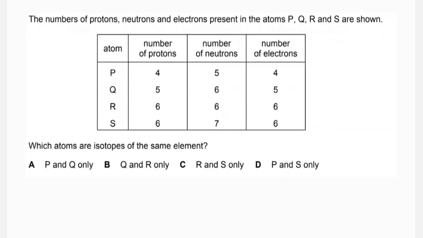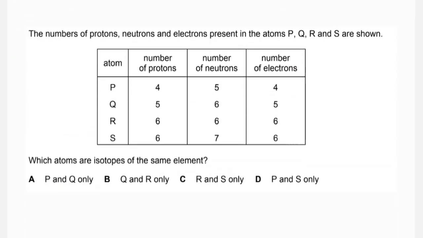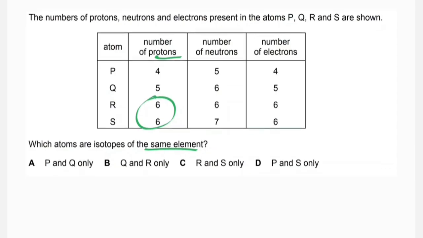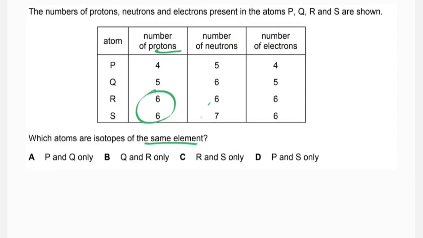All right. The number of protons, neutrons and electrons present in the atoms are shown. Which atoms are isotopes of the same element? So if they are the same element, their proton number should be equal. So we are looking at R and S, and their number of neutrons should be different, which is the case, and it should be R and S. The answer is C.